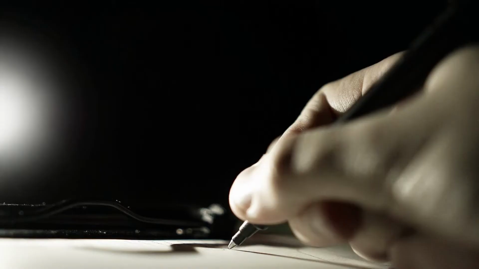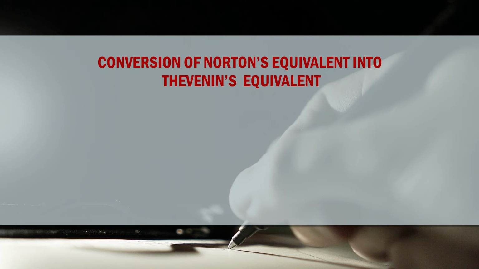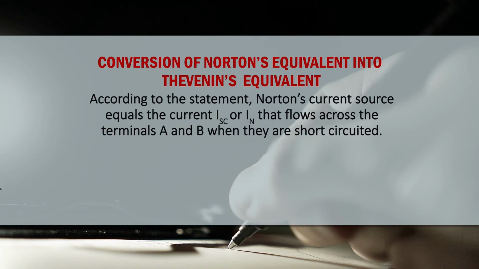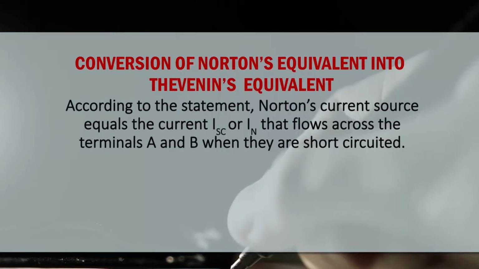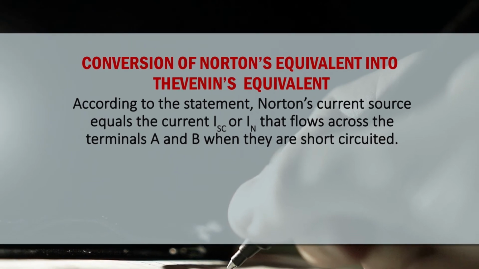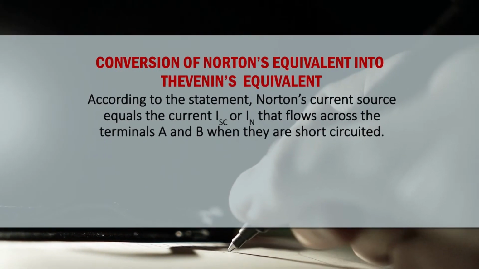Now we have to understand the conversion of Thevenin's equivalent into Norton equivalent. A Thevenin equivalent can be converted into its Norton equivalent and vice versa. According to the statement, Norton's current source is equal to the short circuit current, that is ISC or IN, that flows across the terminals A and B when they are short circuited.